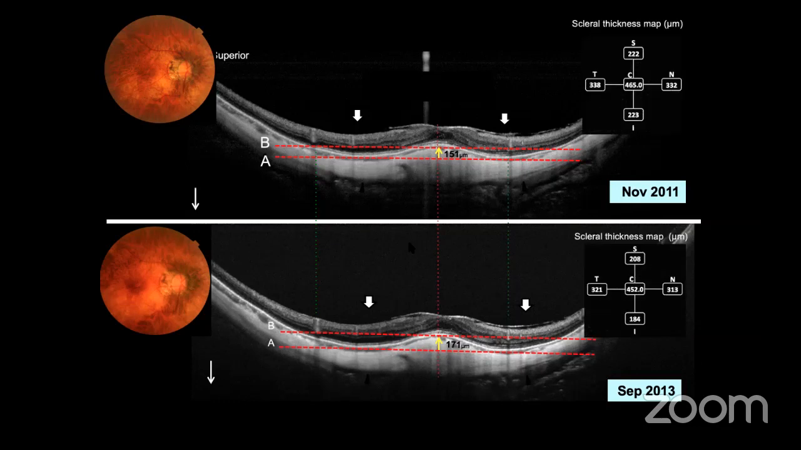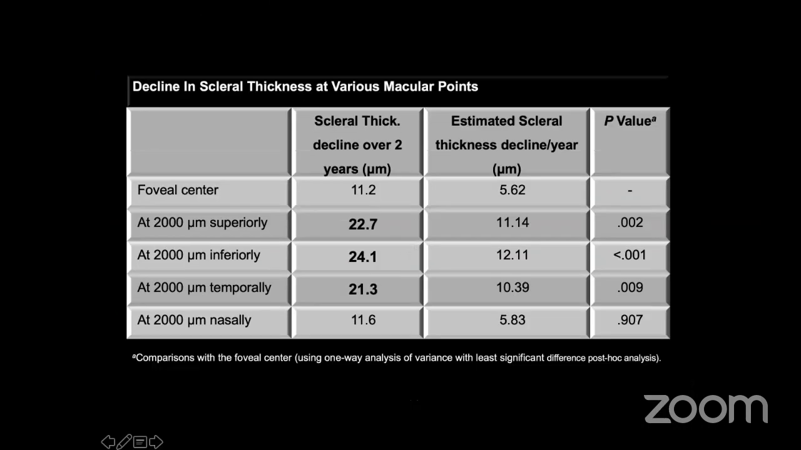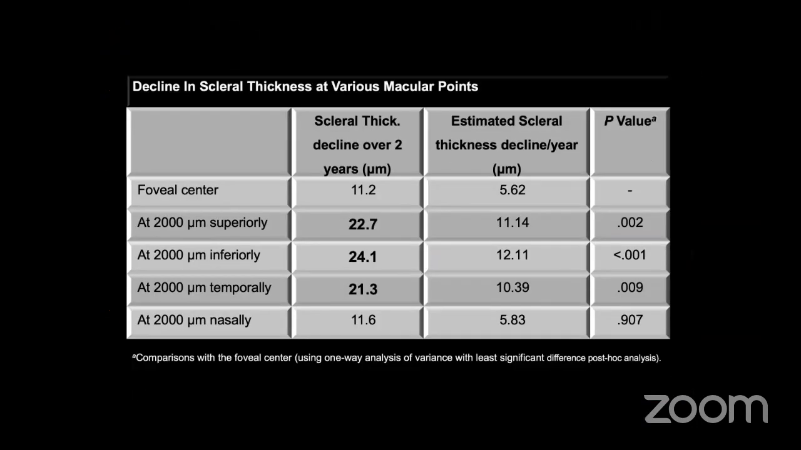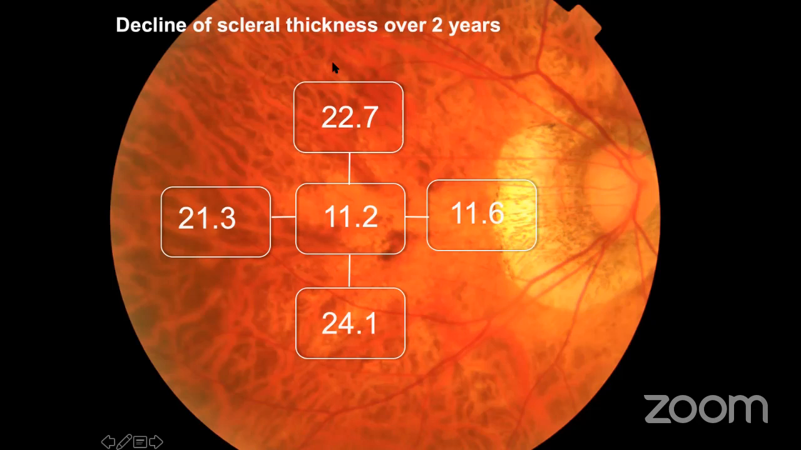If you look at imaging of the sclera at multiple points, you can even make a scleral thickness map. So this is a scleral thickness map, and this is showing the change. We analyzed these eyes, and we found that over a 2-year period, the scleral thinning was asymmetric, and there was greater thinning in the superior, inferior and temporal regions compared to the subfoveal and nasal region. So, in simple words, the scleral thinning was much more obvious in the superior and inferior areas and temporally compared to nasal and the subfoveal.